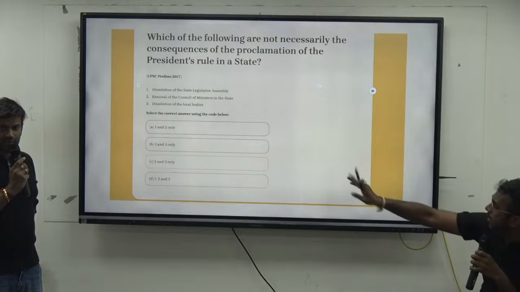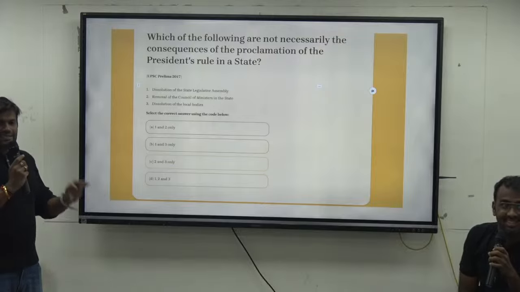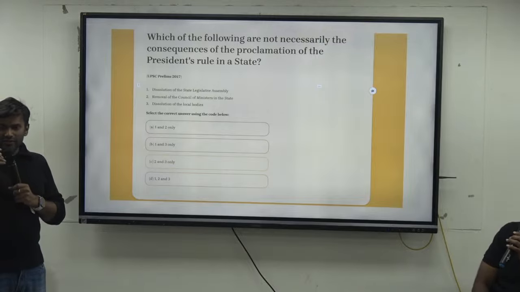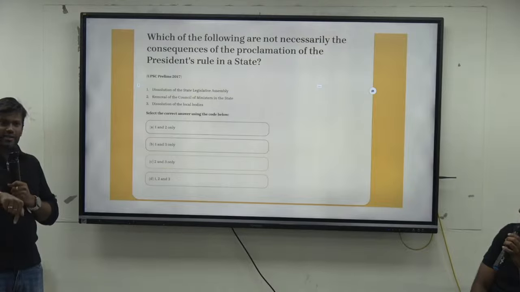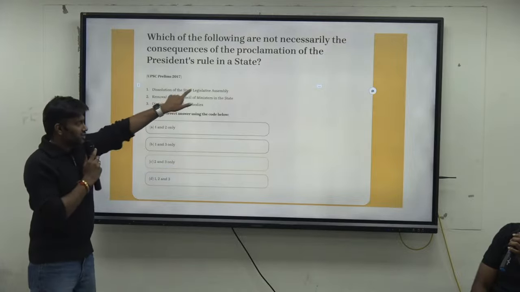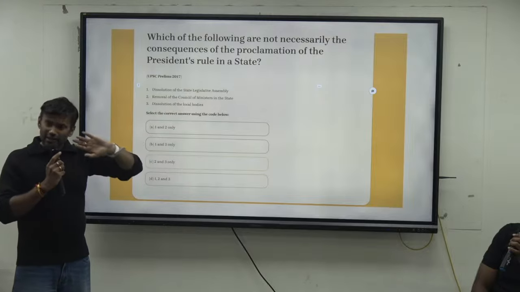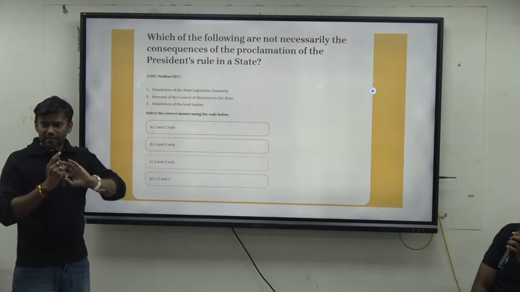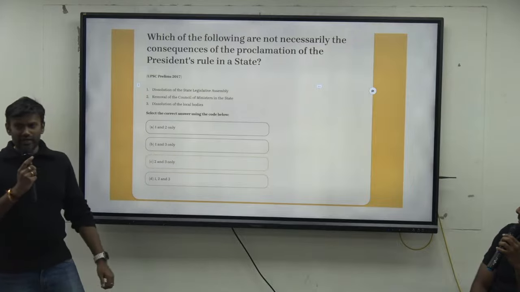If President's rule is imposed, does it mean all the Council of Ministers are removed? Yes. See the process. The President proclaims President's rule. The moment he proclaims, that leads to dismissal of the State Council of Ministers. But they have not yet dissolved the House. To dissolve the House, first it has to be approved by the Parliament. Until the Parliament approves it, the assembly will be kept under suspension. So the first statement, dissolution of the state legislature, will not necessarily happen. So that is the answer, because they are asking which is not. Second one, 100% that will happen, because the ministers will be dismissed immediately. Third one, there is no connection to this, so that will not happen. So what will be the answer? The answer will be B, that is 1 and 3 only.